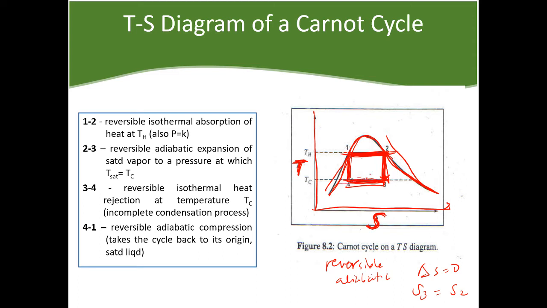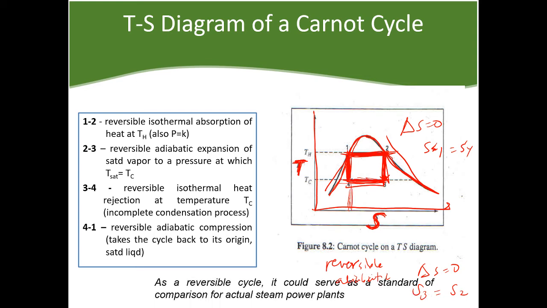Heat rejection to the cold reservoir. Step 4 to 1 is the reversible adiabatic. So, ganun ulit. Delta S is 0. S1 equal to S4. So, vertical line siya sa TS diagram. It happens at the same S. Kaya square lang siya. Square ang Carnot cycle.